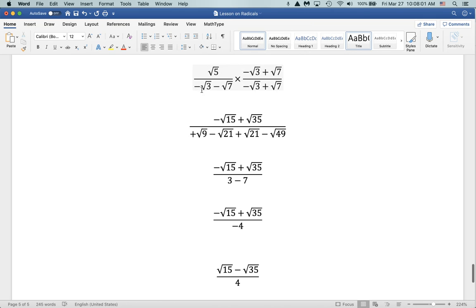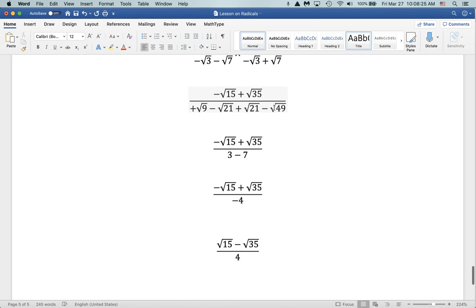On bottom, a negative square root of 3 times a negative square root of 3 will be a positive square root of 9. A negative square root of 3 times a positive square root of 7 will be a negative square root of 21. A negative square root of 21 times a negative square root of 3 will become a positive square root of 21. A negative square root of 7 times a positive square root of 7 will become a negative square root of 49. Well, I can take the square root of the 49, that's 7. The negative square root of 21 plus square root of 21 cancel, they're eliminated. The square root of 9 is 3, so on the bottom I get 3 minus 7.